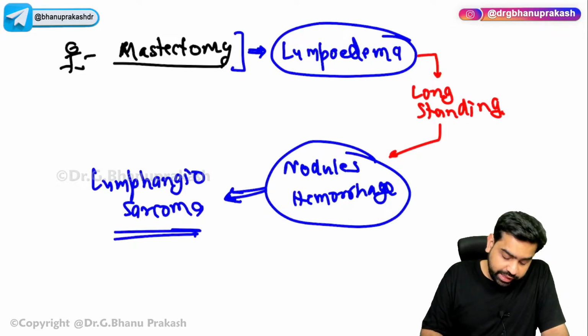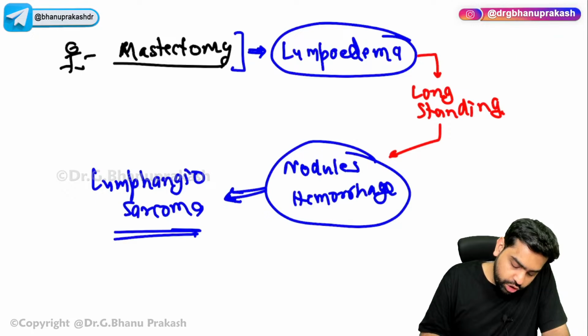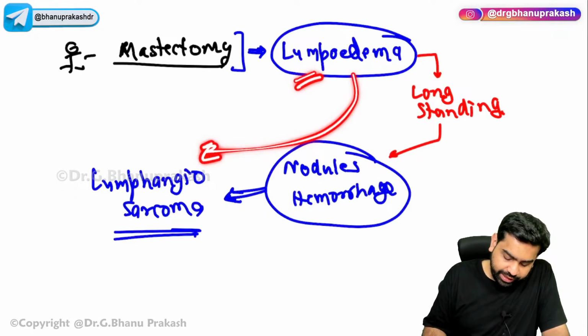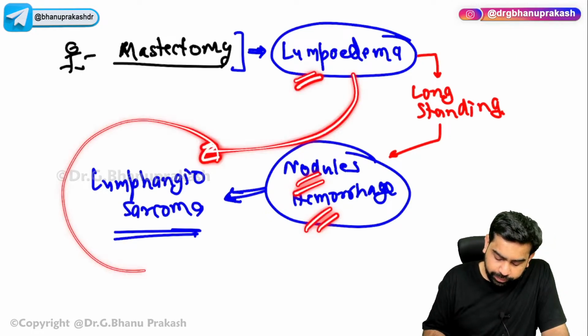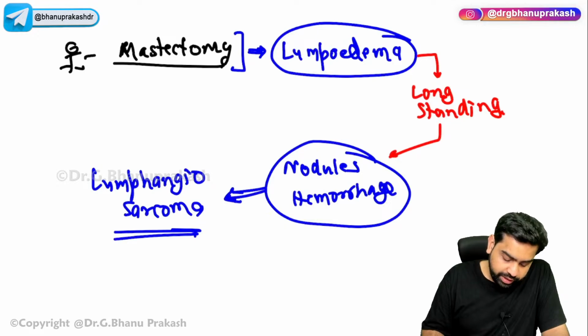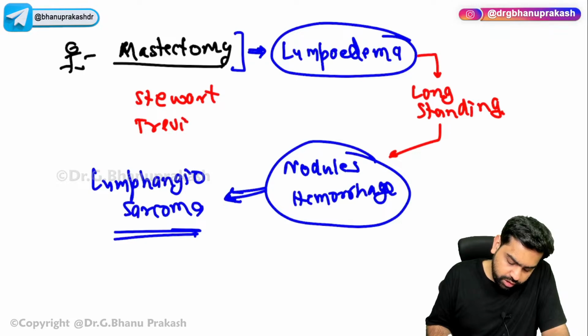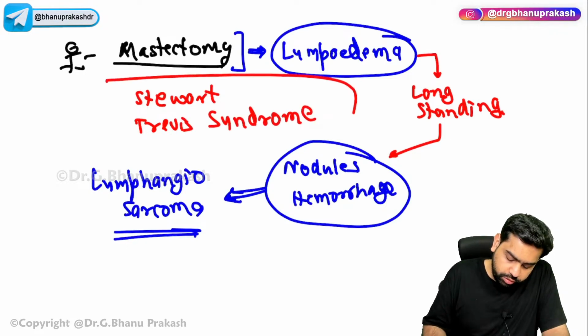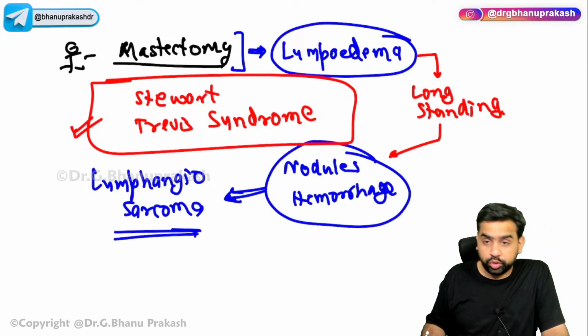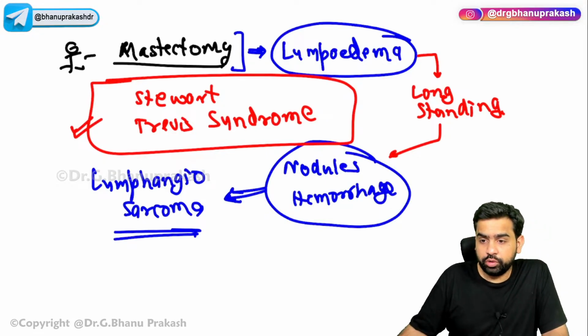Lymphangiosarcoma is basically the transformation of the lymphedema after the nodules and hemorrhage develop, and this is called Stewart-Treves syndrome. So what is this referred to as here? This is called Stewart-Treves syndrome. This is your Stewart-Treves syndrome.